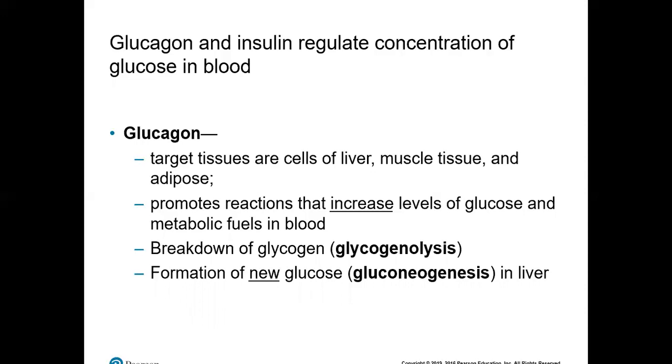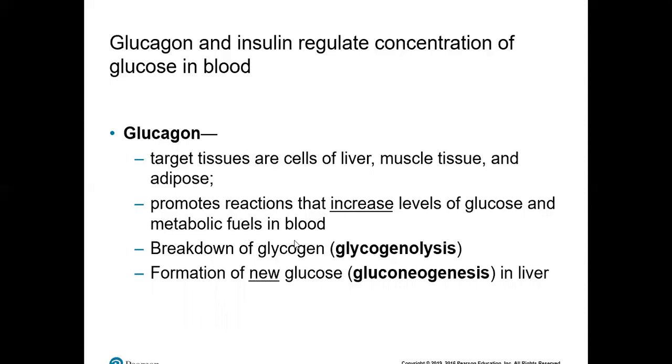The way it does it is it targets cells of the liver, the muscles, and adipose tissue, and it helps to break down some of the storage molecules that are inside of these cells. So inside of your liver and inside of your muscle tissue, you're storing up different reserves, chemical reserves, energy reserves, and in adipose tissue, you're storing up lipids. And so glucagon is going to help free up some of that energy and free up some of that glucose. And so it promotes reactions that increase levels of glucose.